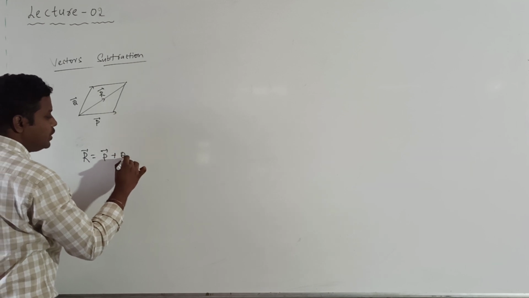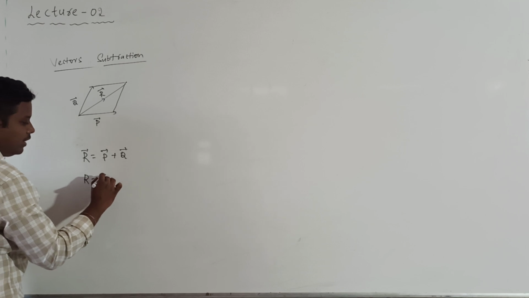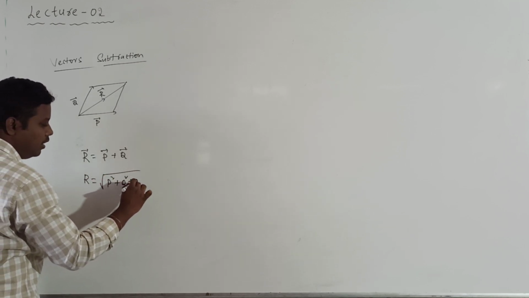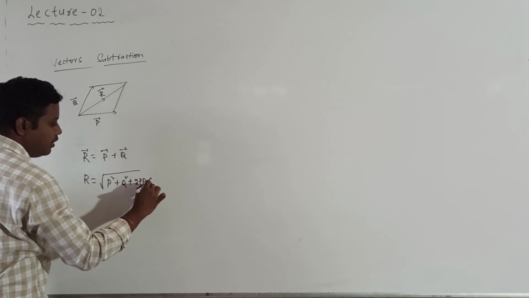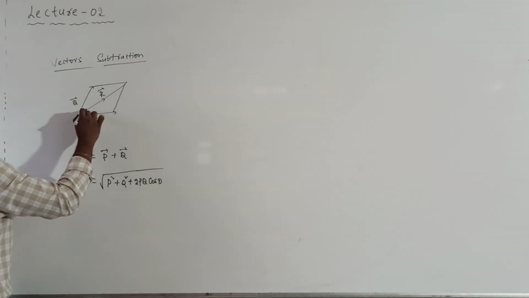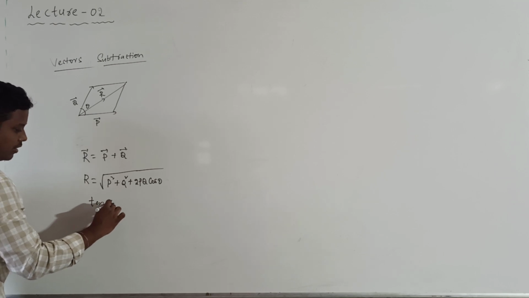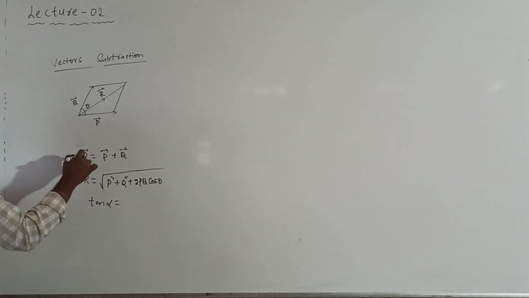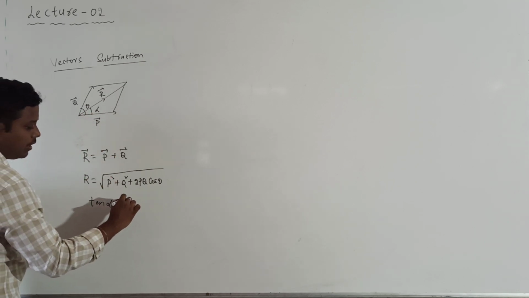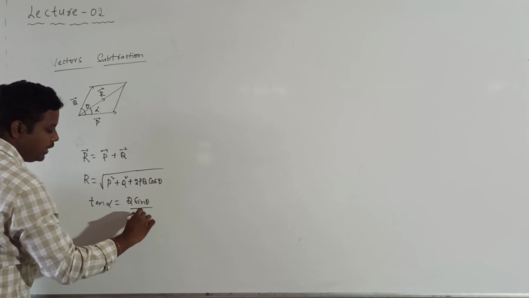This is for adding p bar and q bar. Then the magnitude of r is given by root over p square plus q square plus 2 into p into q into cos theta, where theta is the angle between p bar and q bar. We also wrote the formula for the direction. The resultant makes an angle alpha with p bar. Tan alpha equals q into sin theta divided by p plus q into cos theta.